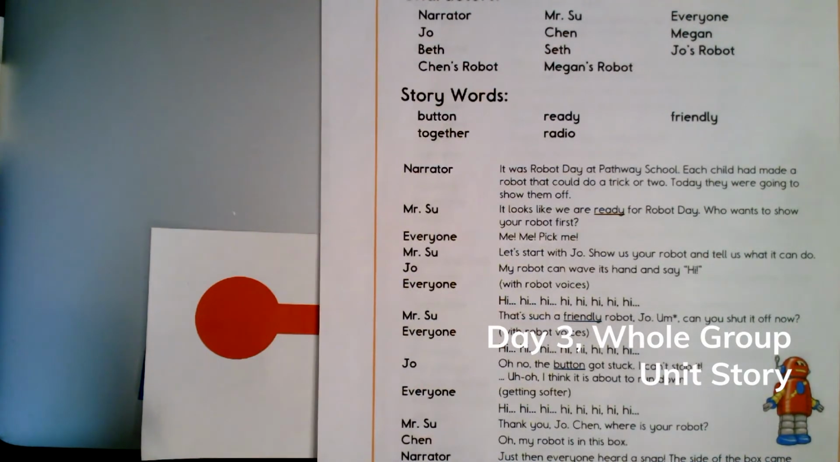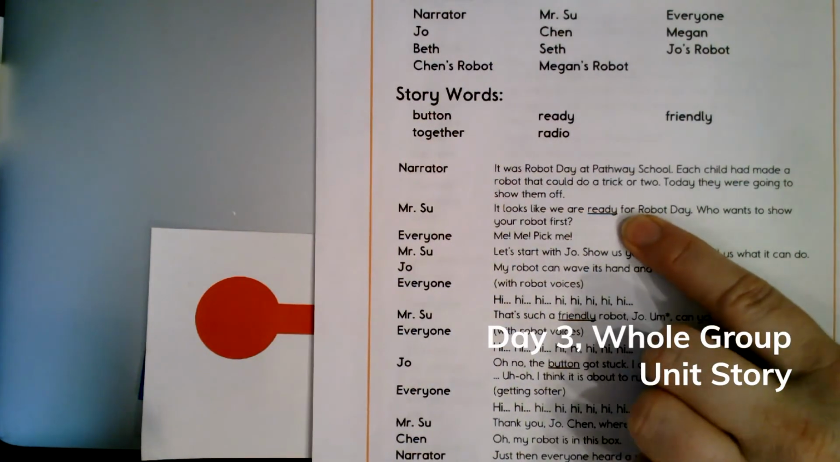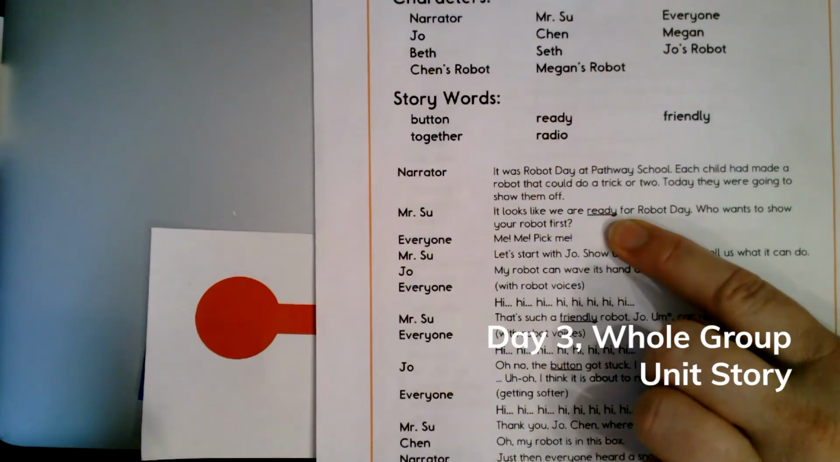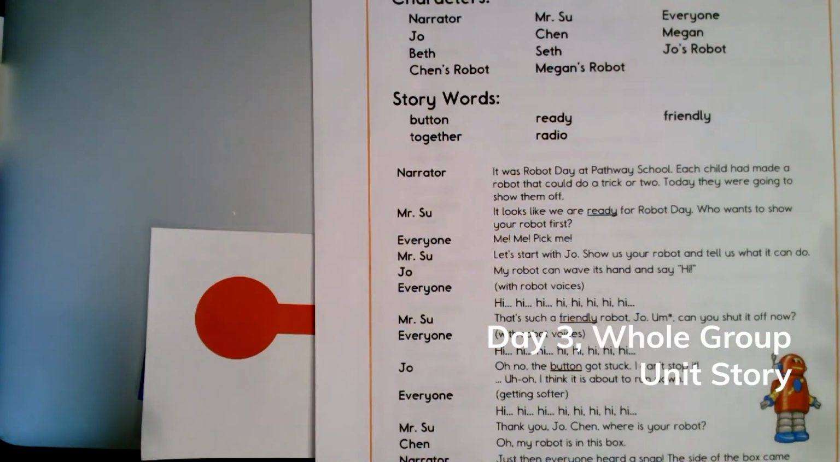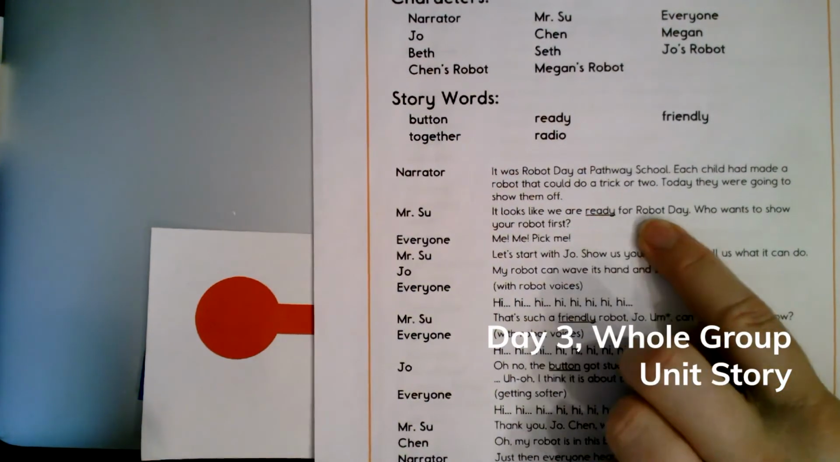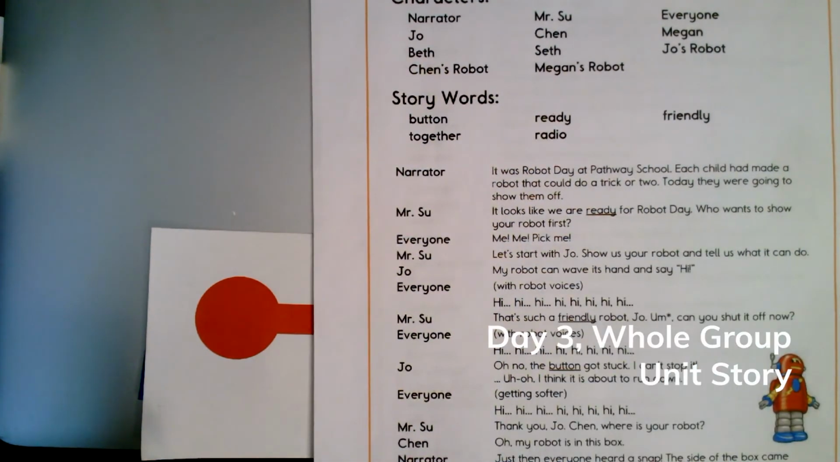So when we read it, we did have some of those special words, those story words. Now remember, ready means that you're prepared for something. So when Mr. Sue says it looks like we are ready for Robot Day, it means that everybody is prepared to start Robot Day. They had all their things with them.